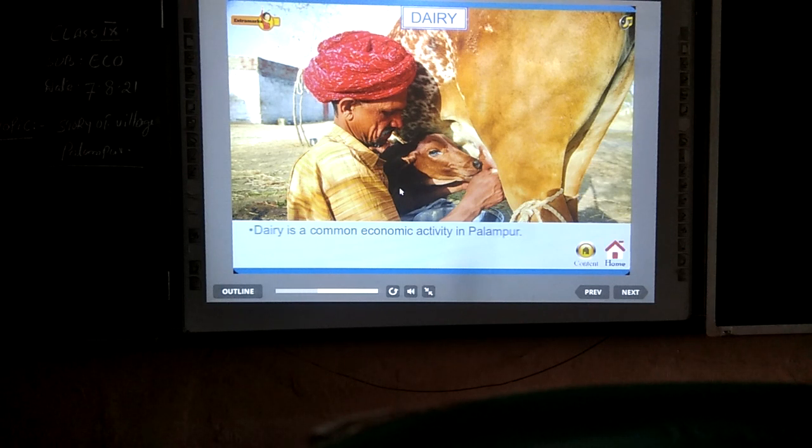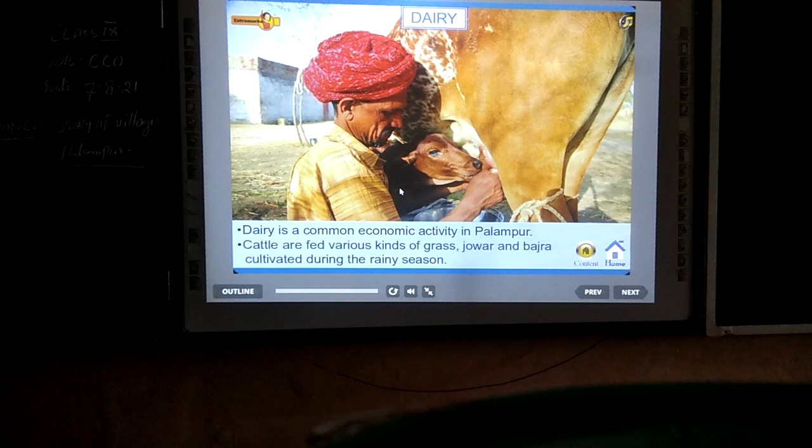Dairy is a common economic activity in Palampur. Cattle are fed various kinds of grass, jowar and bajra that are cultivated during the rainy season. Dairy is one of the non-farm activities, and not only in Palampur, in every village dairy farming is very common.